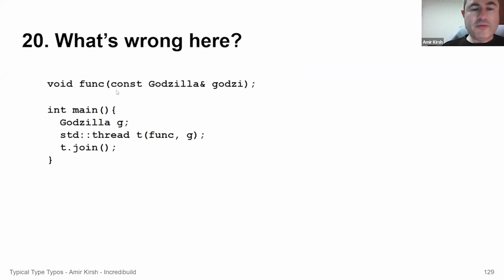What's wrong here? We have a function getting a Godzilla as a const reference. In the main, we are creating a Godzilla. And we call some kind of thread which says, okay, let's call the function with our Godzilla. I mean, I want to call the function in a thread. This is the way to create the thread and to send to the thread the function that we want to run in the thread being spawned and the argument to be sent into the callable function. The problem is in this line.